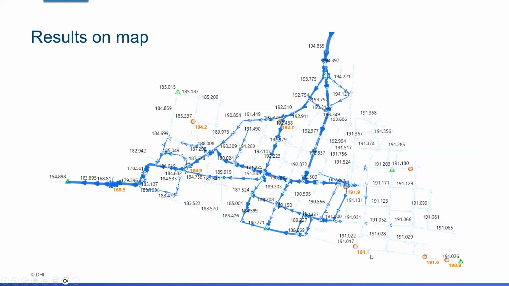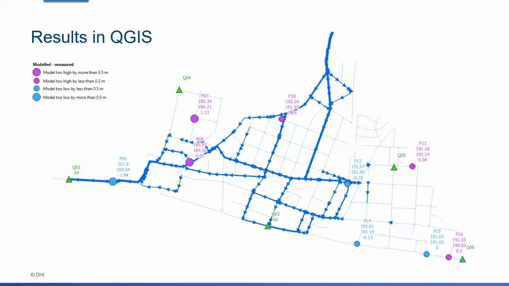So this is how the whole thing looks directly in Mike Plus, and this is again a post-processing in QGIS. Purple means model is higher, blue means model is lower, and a small dot means only half a meter away, so already quite close, and this is more than half a meter away. So we see that in this region here, we are already quite good. I've told you that if we match the pressure here, or the grade line here, all the others will follow, more or less. So this is what happens.